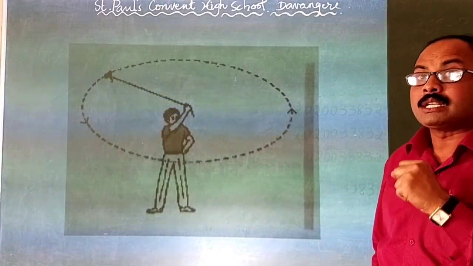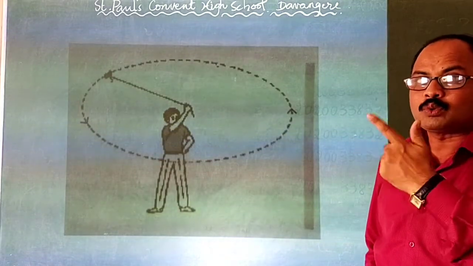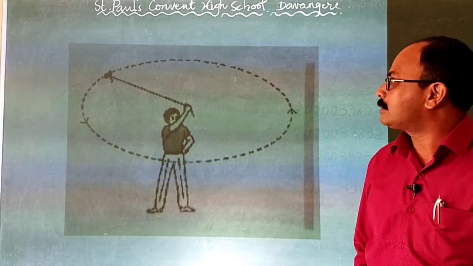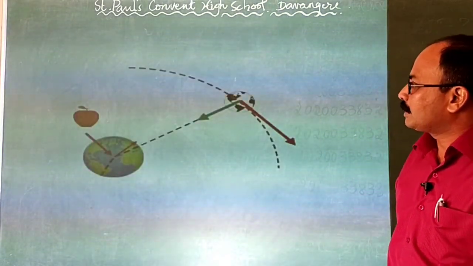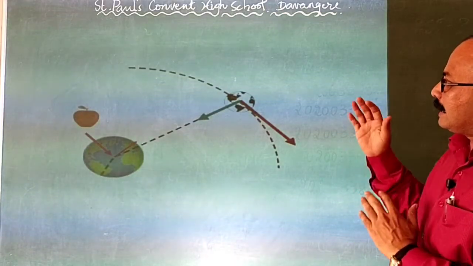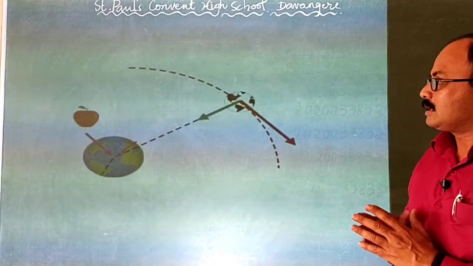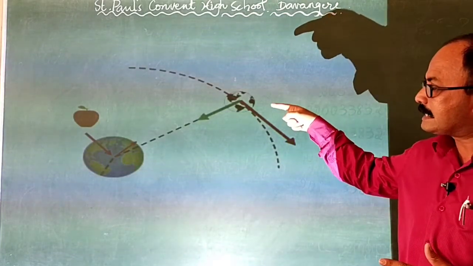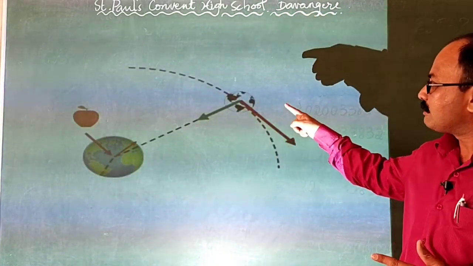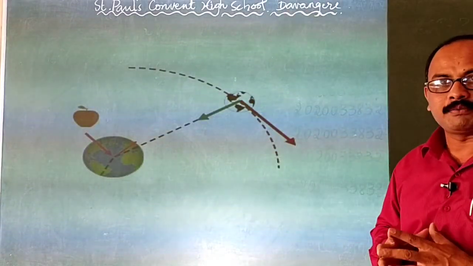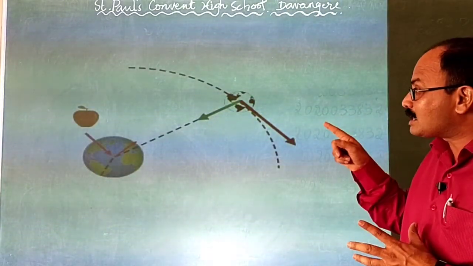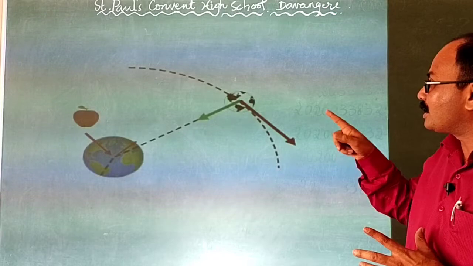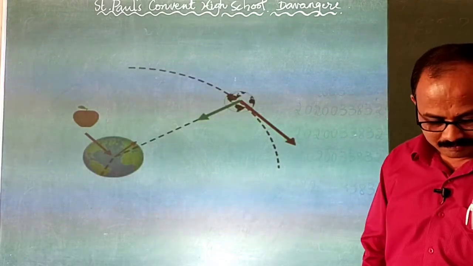Therefore, this force keeps the stone moving in the circular path. The earth and the moon: there is a force of attraction. This force is a central seeking force, which is directed towards the center. It is the force which is directed towards the center, acting on the body along the circular path.